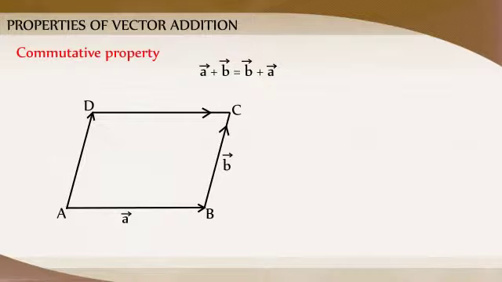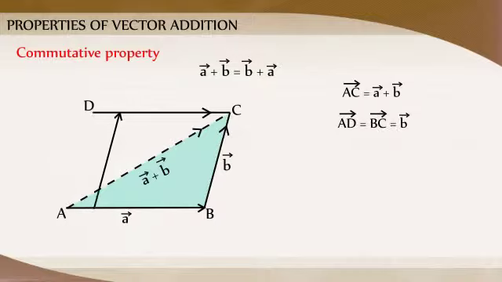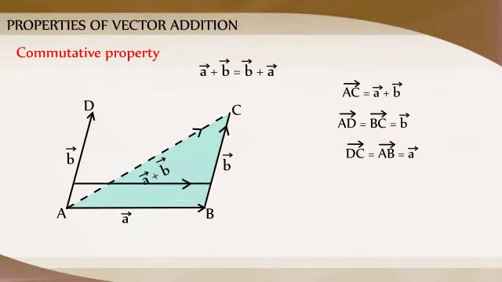Then, from the triangle law of addition, we get vector AC as vector A plus vector B. Now, opposite sides of a parallelogram are equal. So, we get vector AD is equal to vector BC. Therefore, vector AD is B. Similarly, vector DC is equal to vector A.